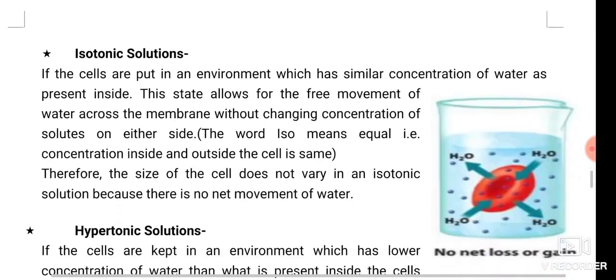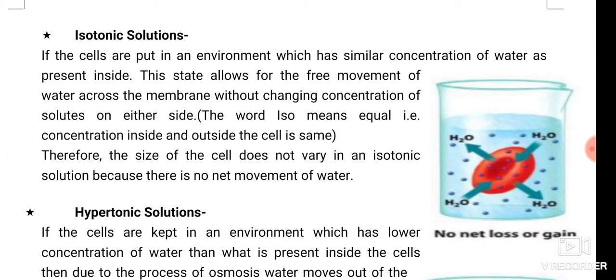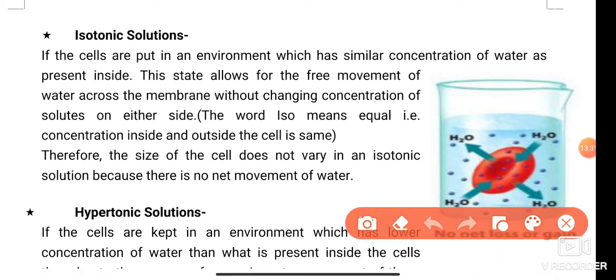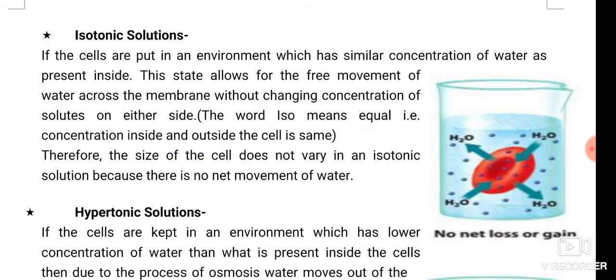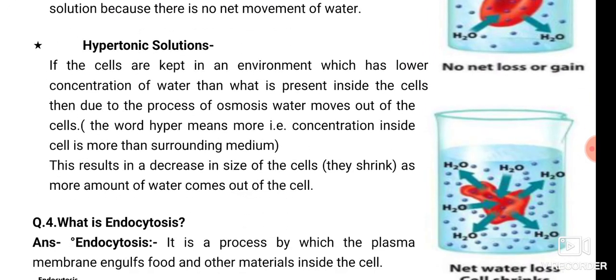Next is isotonic solution. If the cells are put in an environment which has a similar water concentration to that present inside the cell, that means both have equal concentration. The word iso means equal, and the concentration in and out of the medium is the same. That is, both are in equilibrium. No actual exchange takes place. No movement takes place, no swelling, no shrinking.